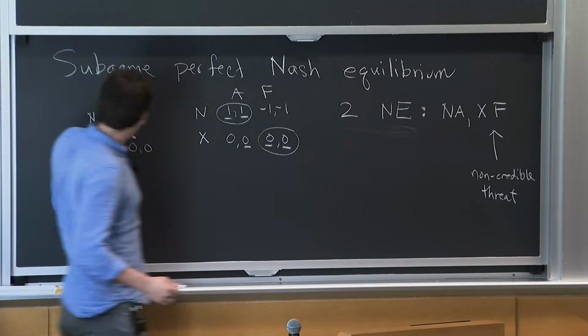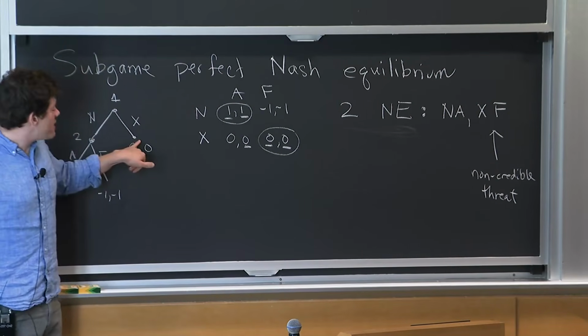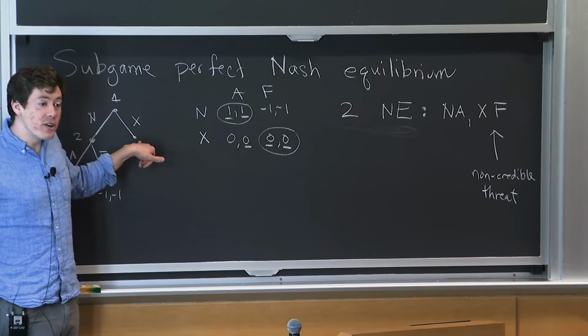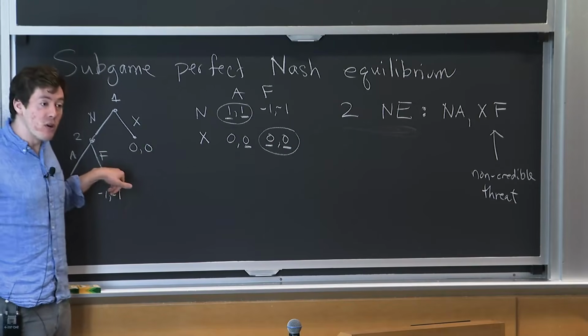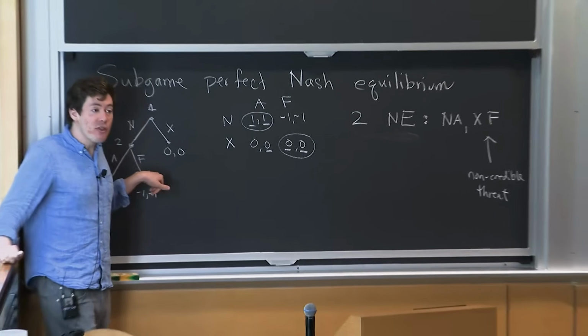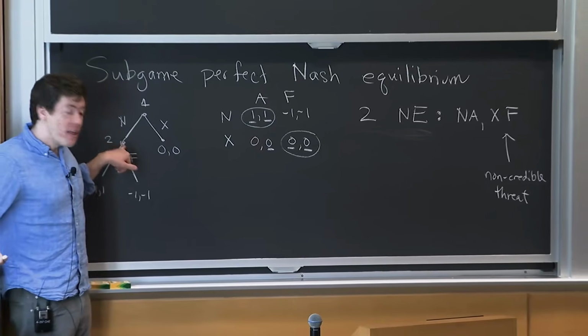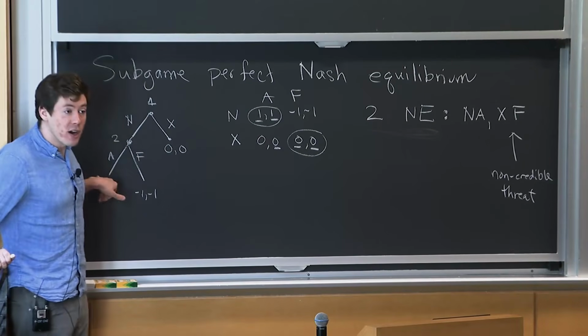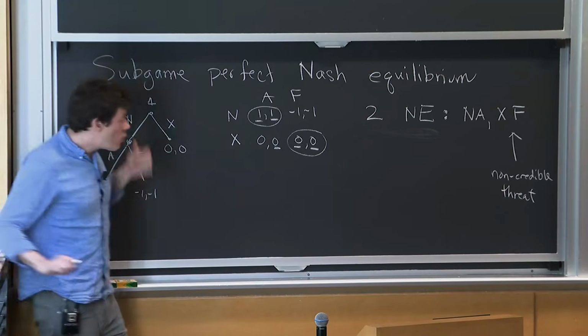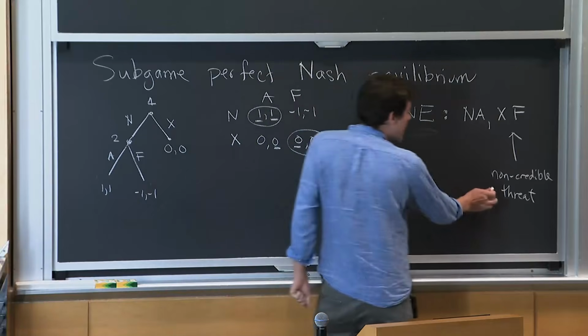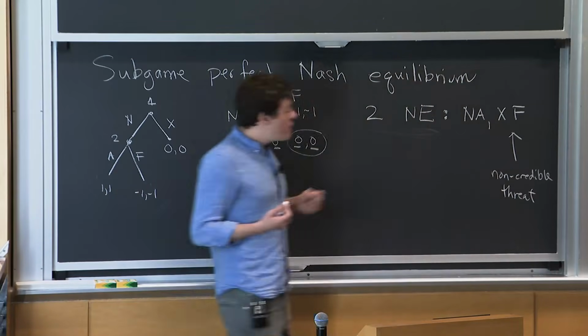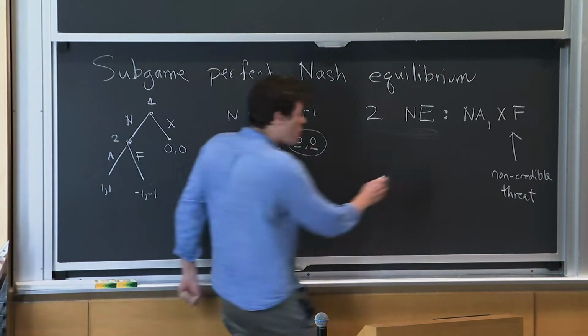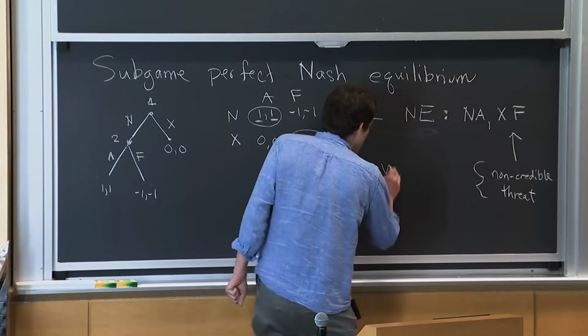Why? Well, in this equilibrium, player 1 is exiting. They're choosing not to enter because they anticipate that player 2 will fight them. But that's not a credible threat. If they actually were to enter, then player 2 would find it optimal to accommodate, not to fight. So this second Nash equilibrium involves a non-credible threat. And if we want to be a little more formal about it, this is going to violate backward induction.